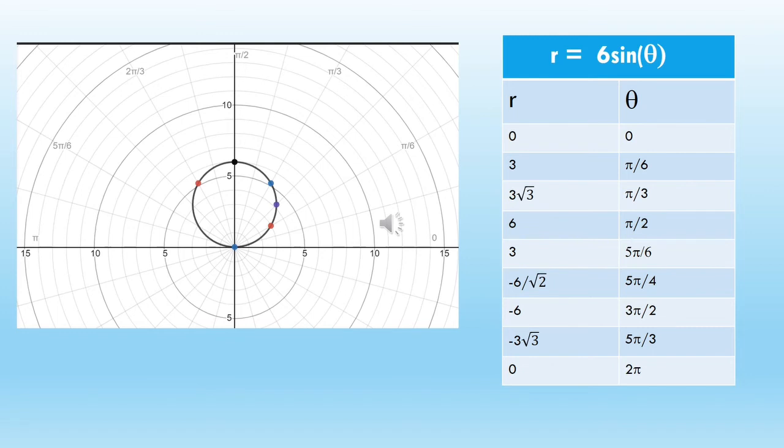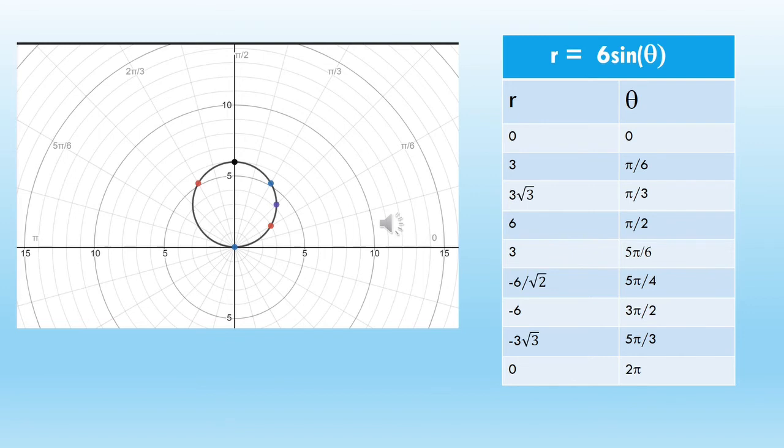I have 1 loop, so you could put this in the category of the rose graphs, but you only have 1 petal, and that's because it's 6 times sine of 1 times theta. In that last graph, we had 3 times theta, so there were 3 petals. Here, there's only 1 petal.